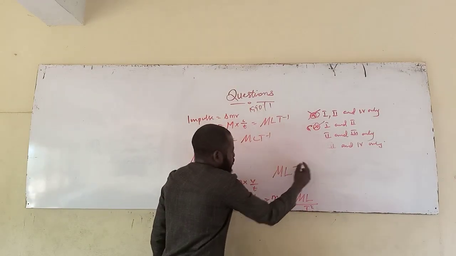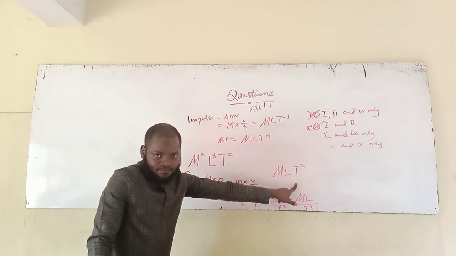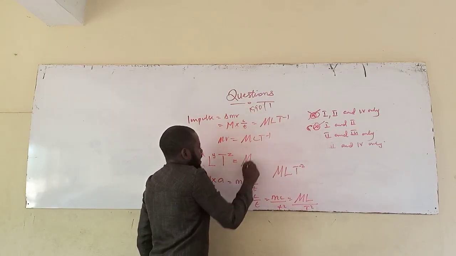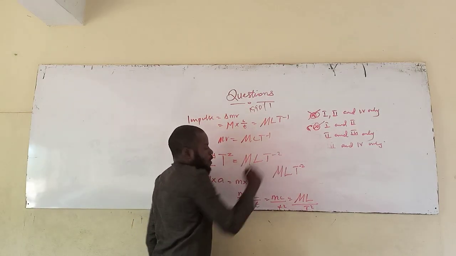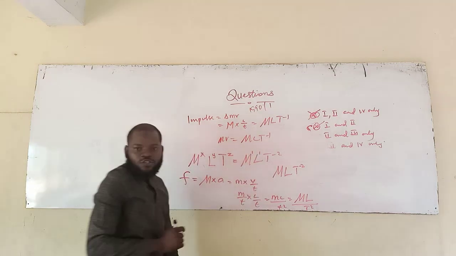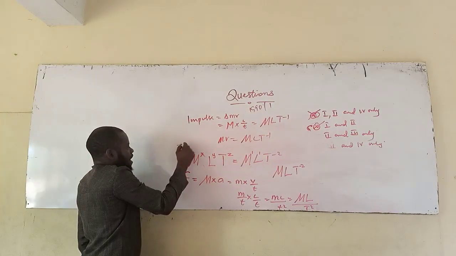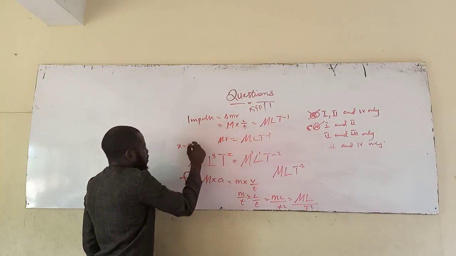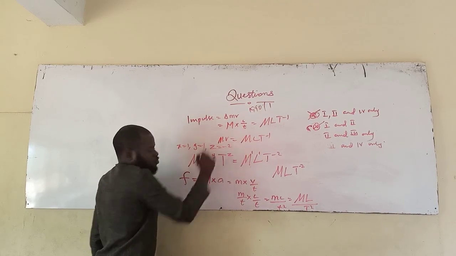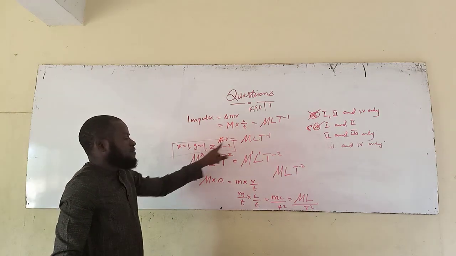If you write it in exponential form, you are going to have M L T raised to power minus 2. Now, we can equate this with this. So you have M L T raised to power minus 2. So this one will be raised to power 1, raised to power 1, raised to power minus 2. So X is equivalent to 1, Y is equivalent to 1, and Z is equivalent to minus 2. So the correct answer is going to be 1, 1, minus 2.